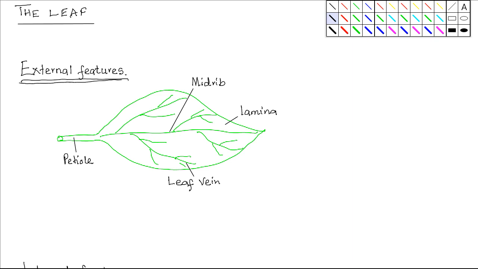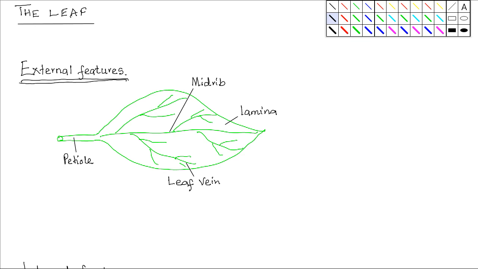Now for our purpose, we look at a dicotyledonous leaf. But whatever features that are present and true for a dicotyledonous leaf are also present and true for a monocotyledonous leaf. Now if you look at the external features of a leaf, there are those characteristics that enhance the process of photosynthesis.